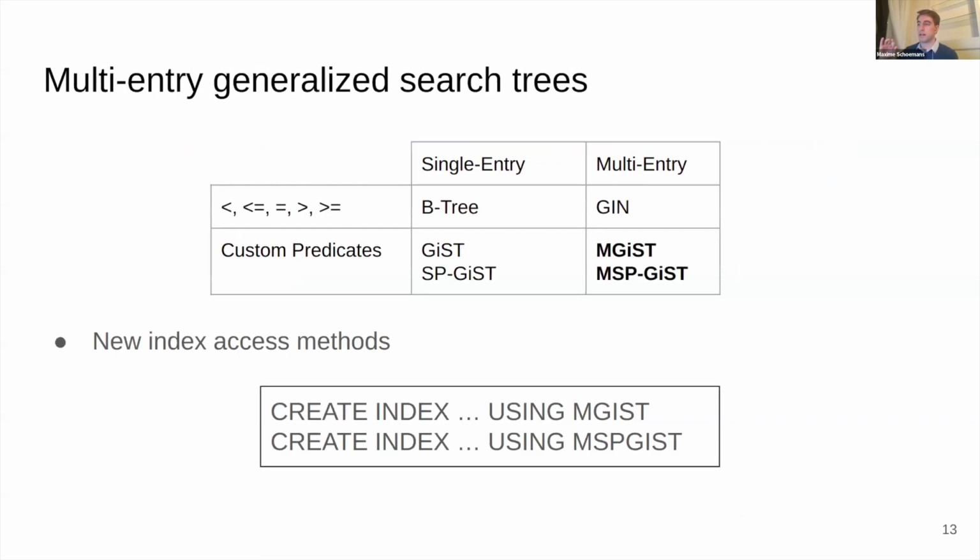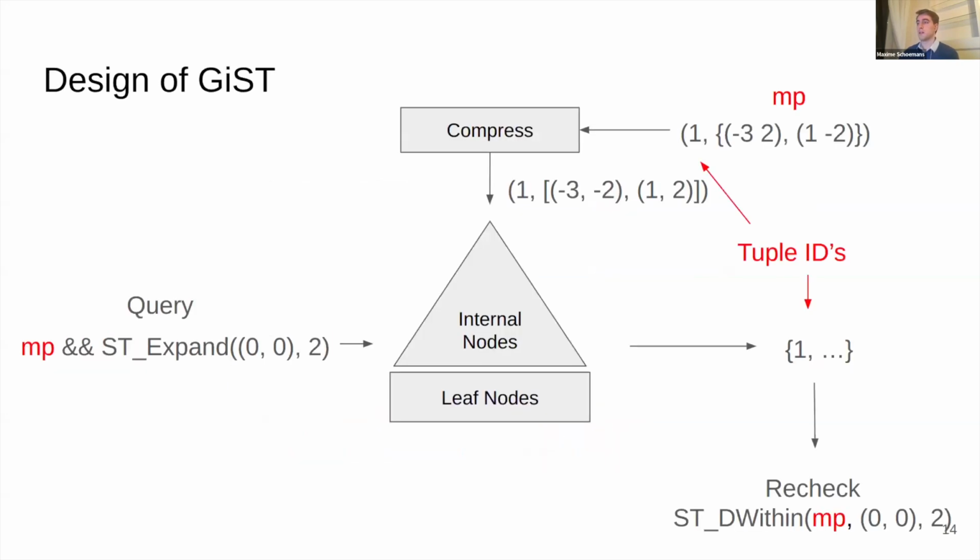And so what we do is we add two new access methods, which are essentially equivalent to GiST and SP-GiST, except that they add an extra step before insertion where they split the data tuples into multiple index entries before inserting them, with the hopes of being more efficient afterwards, even if the index is a bit larger. And so in this case, these access methods are called MGiST and MSP-GiST. The M stands for multi-entry and they can be created in the same way as a GiST and SP-GiST index in SQL. So how does this work?